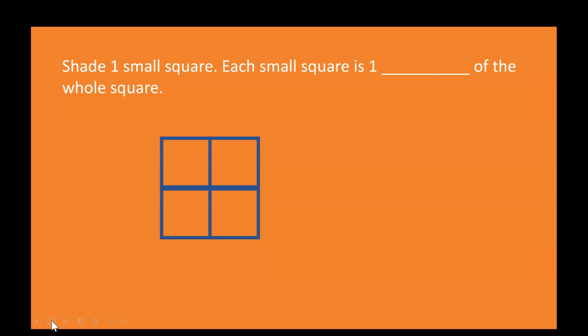Now it wants us to shade one square in. So when we shade that one square, each small square is one what of a whole square? Well, let's count how many parts there are. There's 1, 2, 3, 4. And if there are 4 parts, then we know that this one square is 1/4 of a whole square.